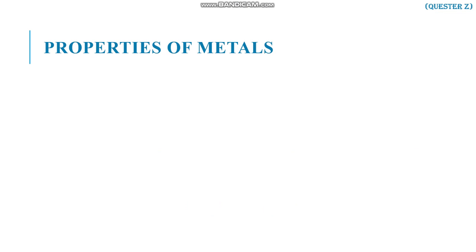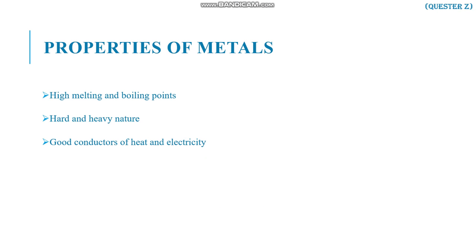For example, sodium. So the properties of metals will be: they have high melting and boiling points because of the hard and heavy nature. They have a hard and heavy nature. Third, they are good conductors of heat and electricity. Why are they good conductors of heat and electricity? Because of the presence of free or mobile electrons. While they have a hard and heavy nature and high melting and boiling points because of the attraction of the nucleus and the inner shell electrons.